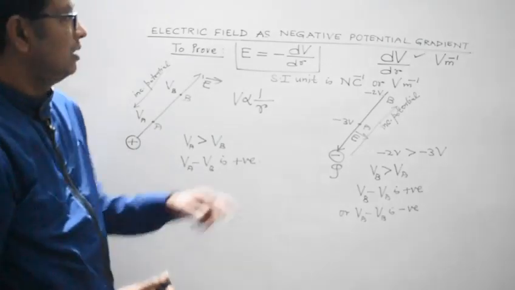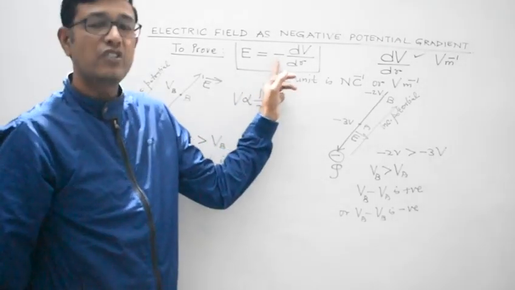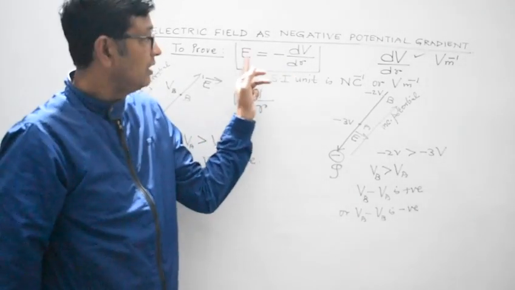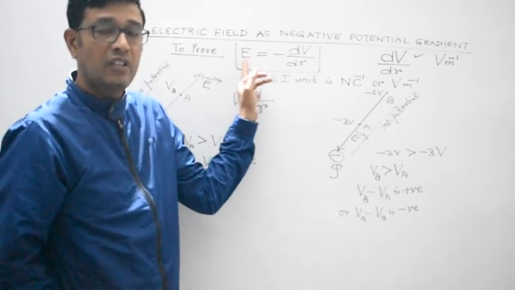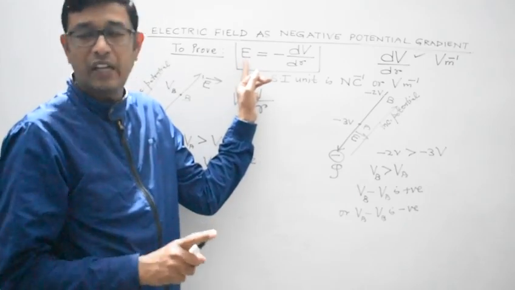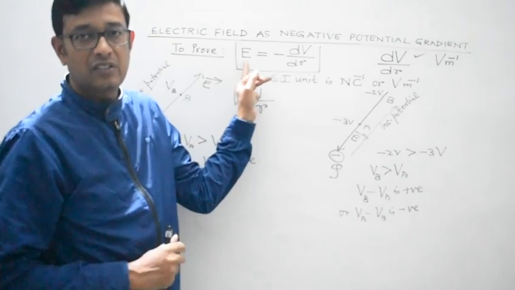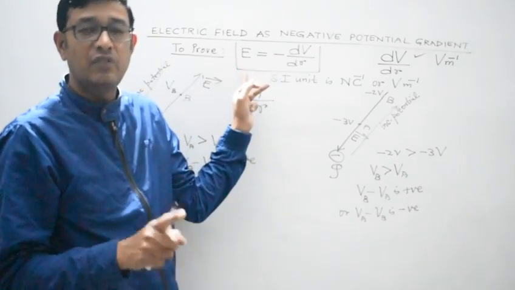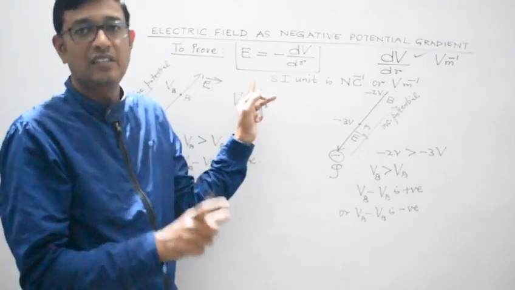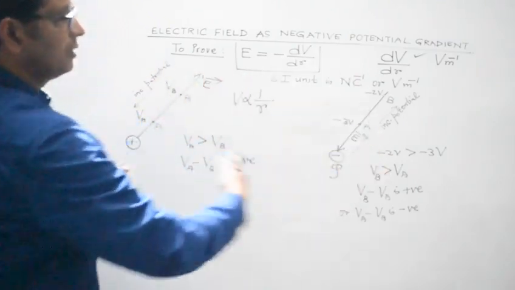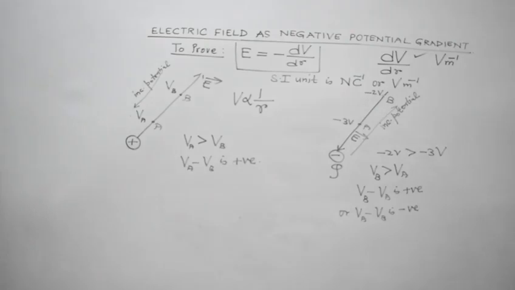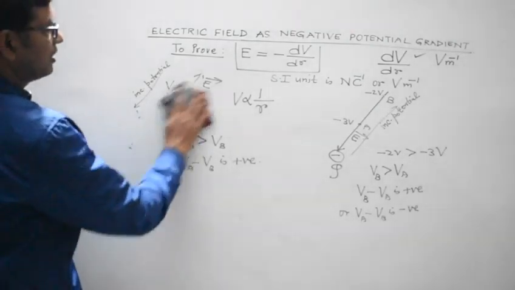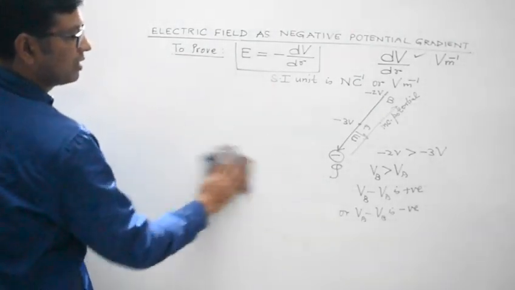I repeat, the negative sign in this expression signifies the fact that the electric field, its direction is opposite to which the value of potential increases, or the direction of electric field is always along the direction in which the value of potential decreases. So this is a very, very important concept. We will discuss some other important case as well.